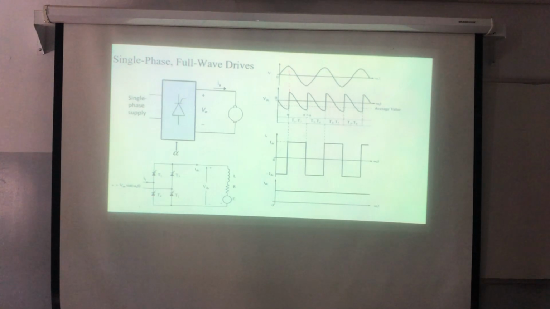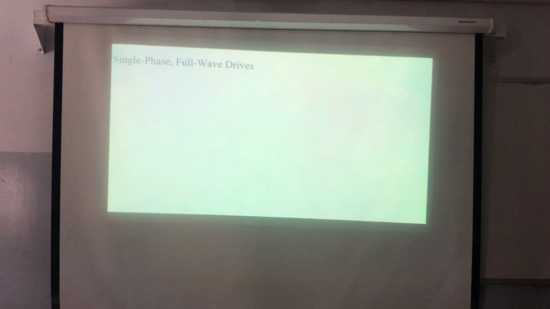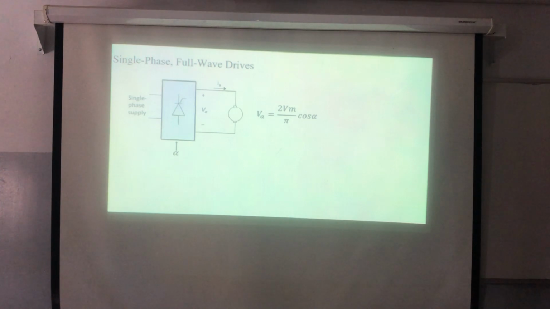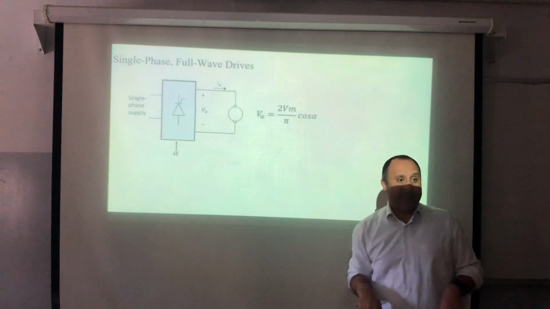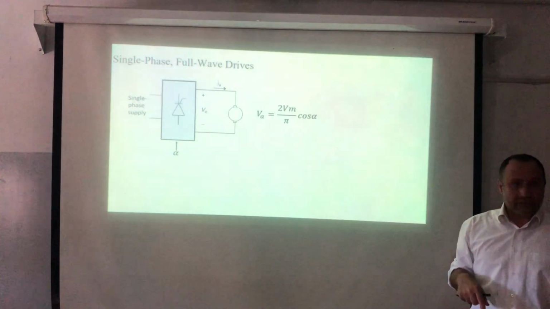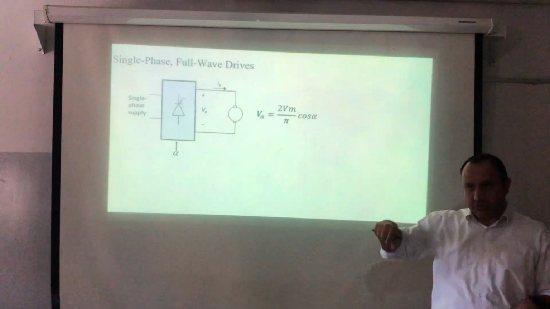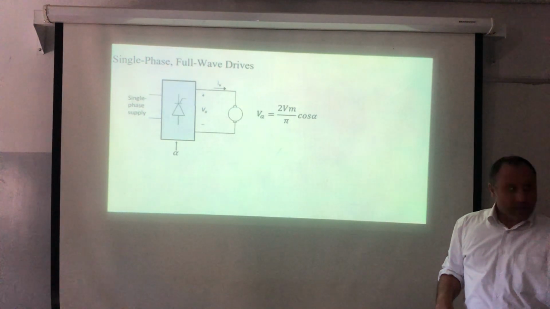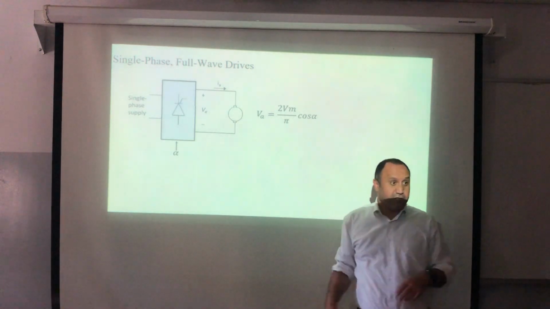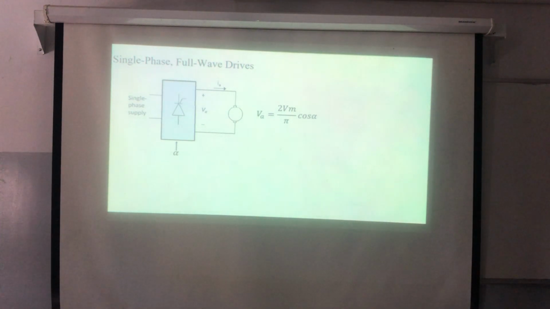So simply, if I do the integration, then the average value will equal 2V max over pi cosine alpha. By the way, I can calculate it from the first one. It was V max over pi, cosine alpha minus cosine beta, correct? Now beta will equal alpha plus pi. If I substitute there, I will get twice the area, so I will multiply by 2. So this will be 2V max over pi cosine alpha.